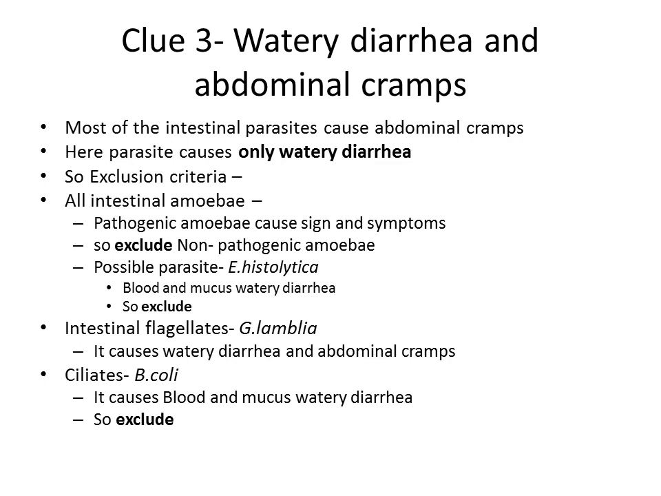When we consider intestinal flagellates, for example Giardia lamblia, it causes watery diarrhea and abdominal cramps. So there is a possibility of Giardia lamblia as this parasite. When we consider ciliates, for example Balantidium coli, Balantidium coli produces blood and mucus in watery diarrhea. So we can exclude it. Up to now, the possible parasite is the intestinal flagellate.